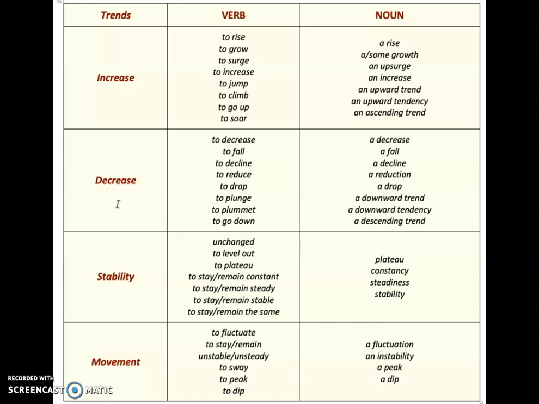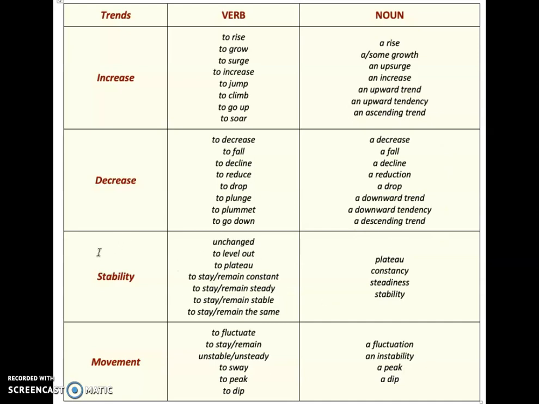If it was trends or a trend that was going down, we could use this kind of language: to decrease, to fall, to decline, to reduce, to drop, to plunge. If it's very sudden, it would be like a plunge or a plummet. These two would be very sudden drop, where the line on the line graph went down very quickly. Or you could just say that the trend has a tendency to go down. And then here, once again, these are noun words that we could use for the same thing.